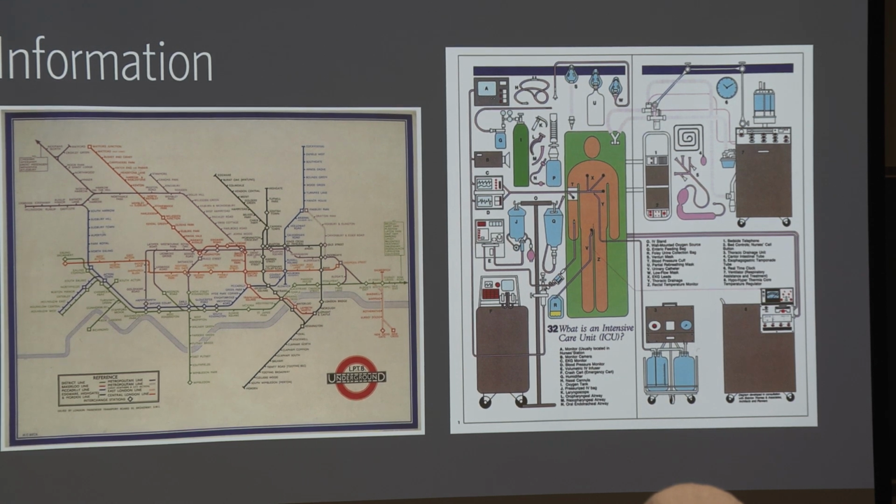Seen on the right is from an access guide created by a very important information designer, Richard Saul Wurman. He had this diagram made to explain all aspects of healthcare in an intensive care unit.